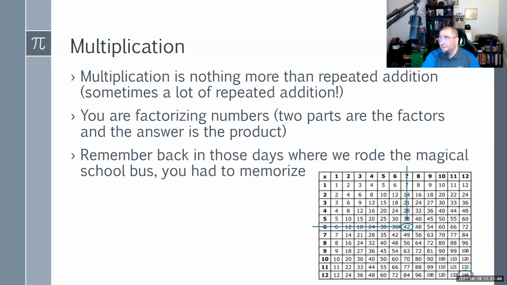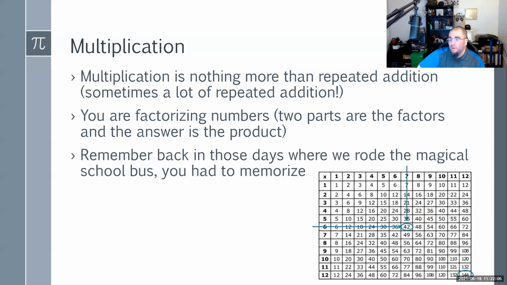Good news is I'm not going to make you write a multiplication table out. That has nothing to do with physical therapy, right? Multiplication is nothing more than doing repeated addition, and sometimes a lot of repeated addition, right? You're factorizing numbers. The two parts are the factors, and the answer is the product. And back when we rode the magical school bus, again, we had to memorize these tables, right?